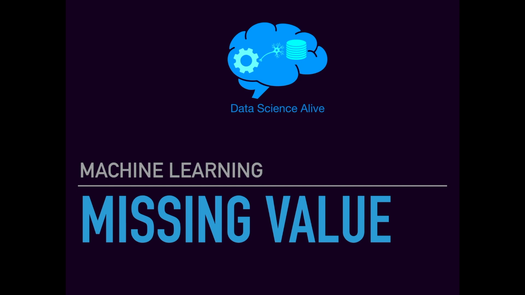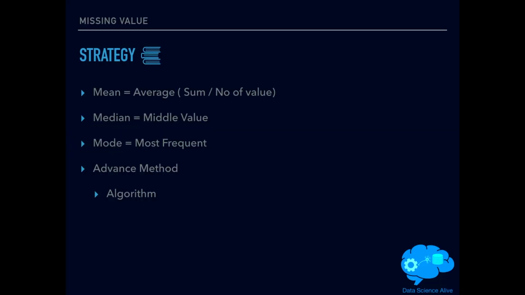In this session, we will look at how to handle the missing values. This is an intuition tutorial. If you know how to handle the missing value, please skip to the next video. There are three different types of strategies used in machine learning algorithms. One is mean, next one is median, and the third one is mode.